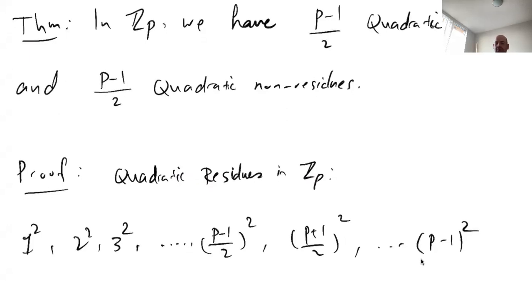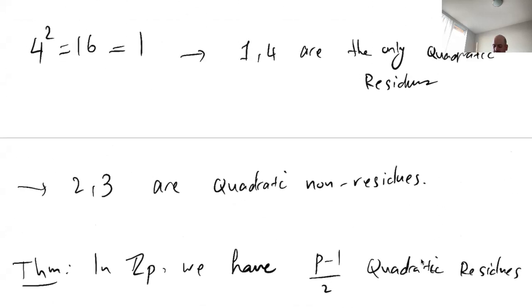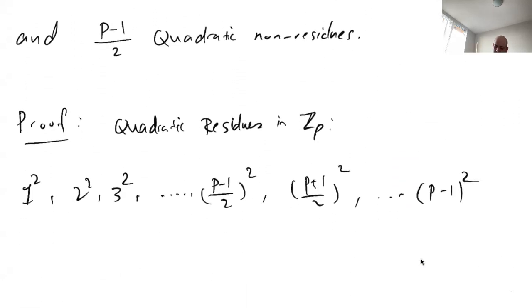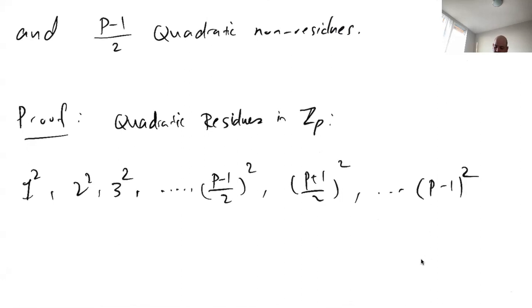Okay. So these are quadratic residues in Zp, any number of the form b squared. But right now it seems that we have p minus 1 of them. But as we saw in the example, the first two numbers were distinct, but then the next two numbers were the same as the first two numbers. So the same thing happens here. We would have 1 squared, 2 squared, 3 squared, all the way to ((p minus 1)/2) squared. These numbers are distinct. I'm going to show that in a few moments.